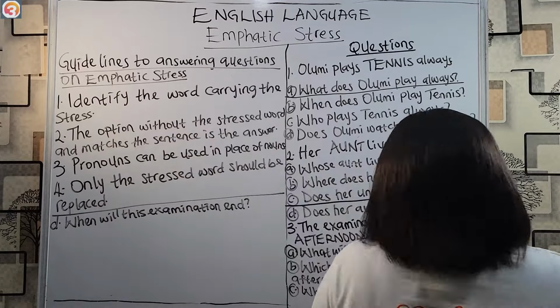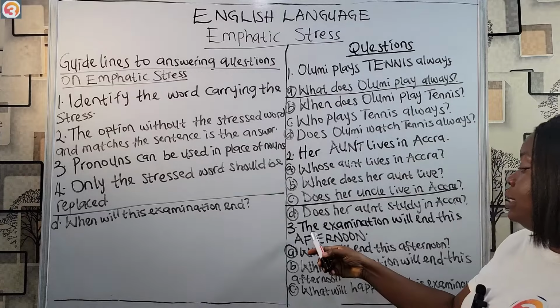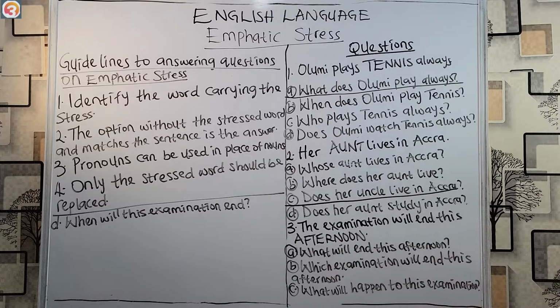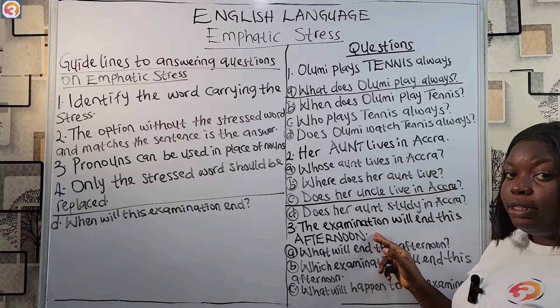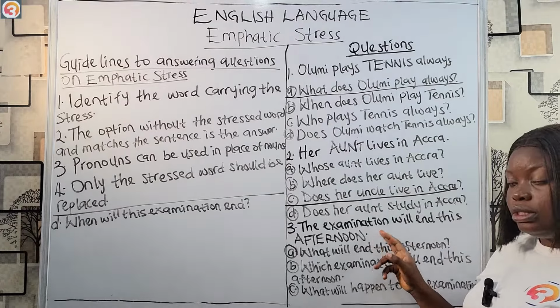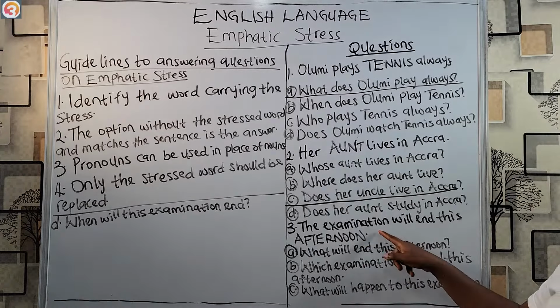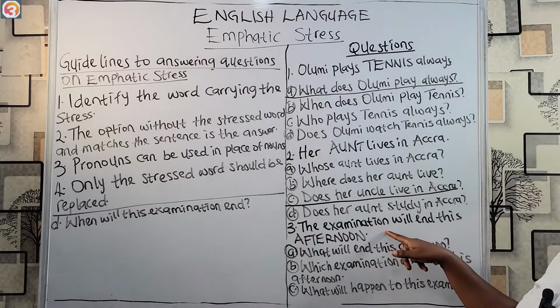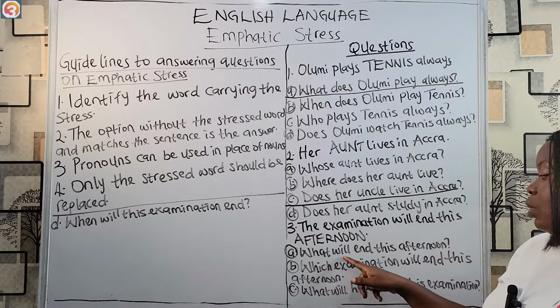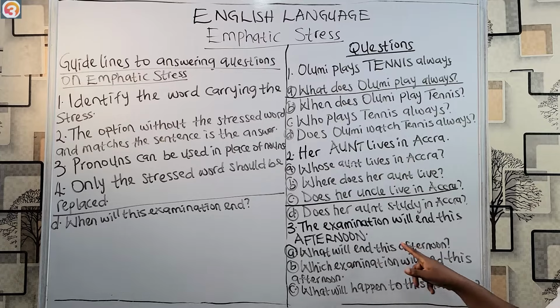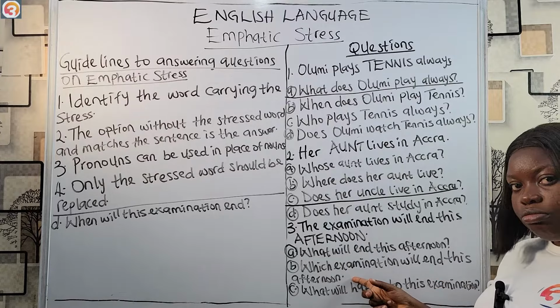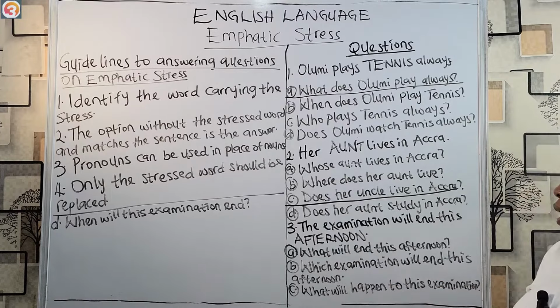So the statement given to us is, the examination will end this afternoon. And afternoon is written in all caps, telling us that this word carries the emphatic stress in this sentence. So now, next step is to look for the option without this stress word that also matches this sentence. What will end this afternoon? The stress word appears here, so this option is out. Which examination will end this afternoon? Afternoon is also here, so that is out.